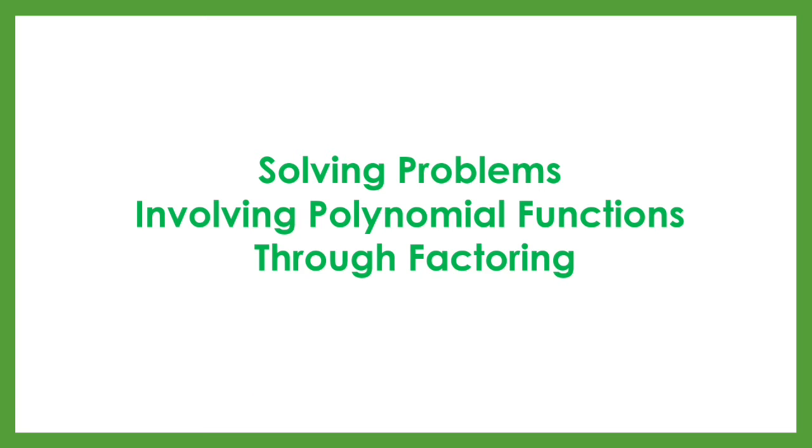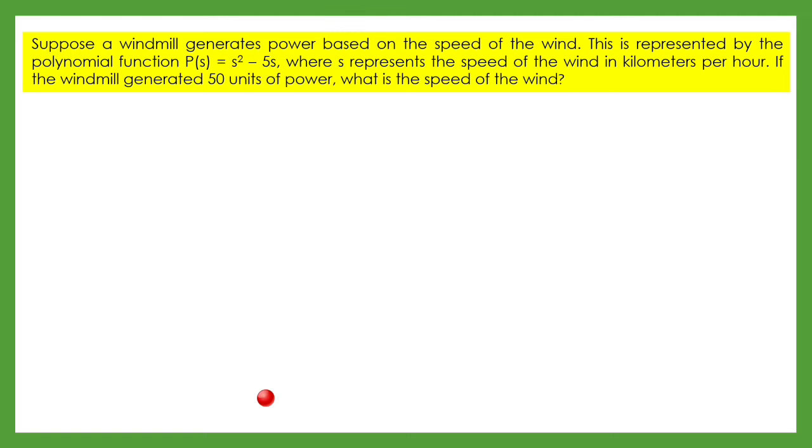Let's have solving problems involving polynomials through factoring. So, kanina through evaluation, ngayon naman by factoring. Let's have our example. Suppose a windmill generates power based on the speed of the wind. This is represented by the polynomial function P of S equals S squared minus 5S, where S represents the speed of the wind in kilometers per hour. If the windmill generated 50 units of power, what is the speed of the wind?